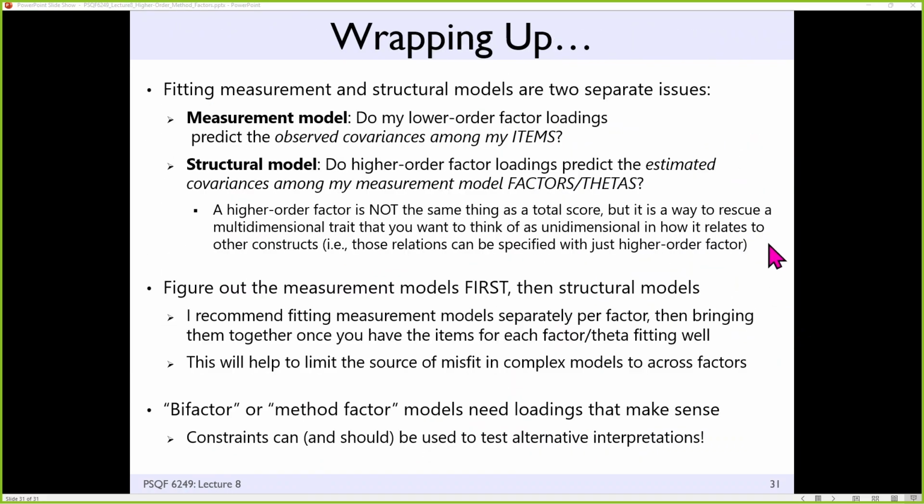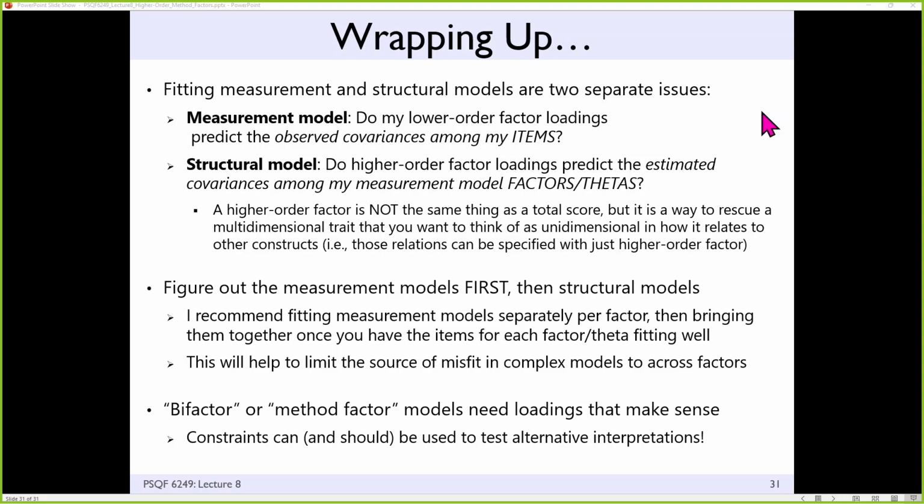Okay, then, so what I hoped to emphasize in this unit is the following. Measurement models and structural models are two different things with two different goals. The goal of the measurement model is to recreate the covariances among your items. The goal of the structural model is to recreate the covariances among your factors. You have many choices as to how you do each, but they are separate. And I have a note that a higher order factor is not the same thing as a total score. If a higher order factor model fits, it does not mean you can add the items up and call it a total and have it be fine.